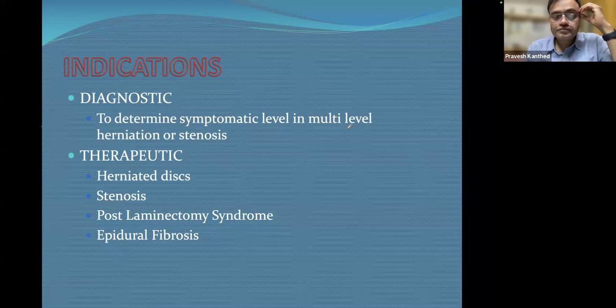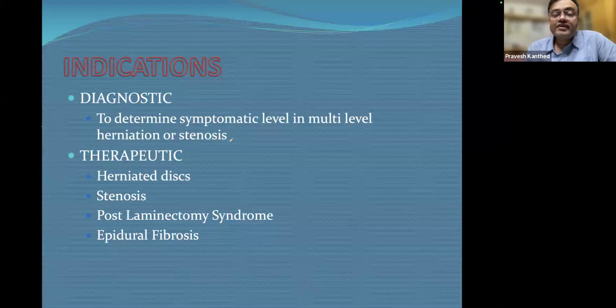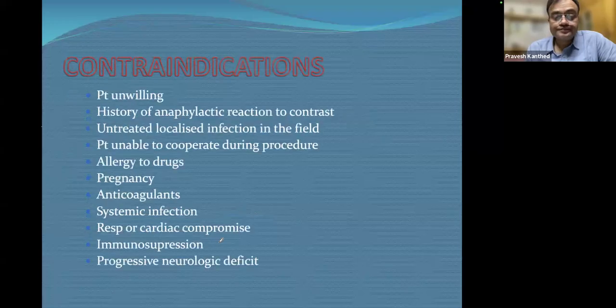Now, what do you do? If somebody has to operate, should they operate on all three levels? Now, in such cases, what are you going to do? You will do a transforaminal at L3-4, at L4-5, at L5-S1, all three levels, or what? So, one of the indications is diagnostic, so you can determine the symptomatic level. Therapeutic is in case of herniated disc, stenosis, post-laminectomy syndrome, and in cases of epidural fibrosis.